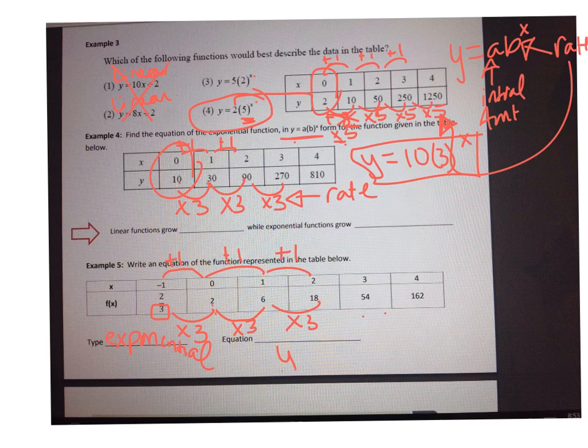And its equation, I'm going to sneak in down here, a b to the x. So my b, my rate, is the times 3. My a is my starting amount. My starting amount is where my x is equal to 0. So it's 2.